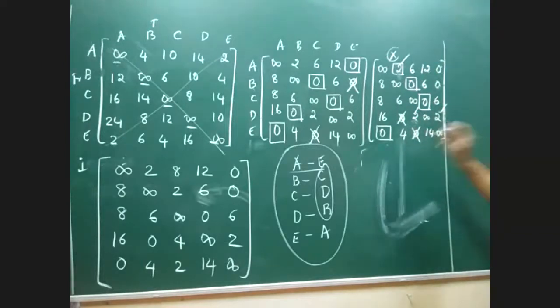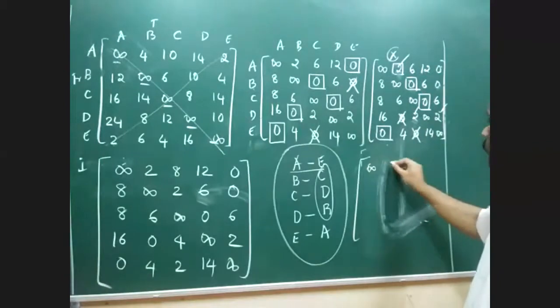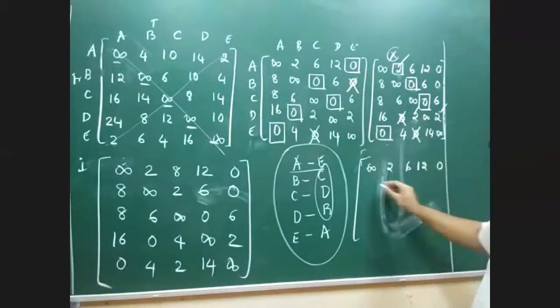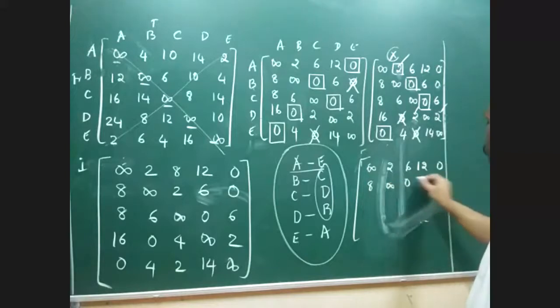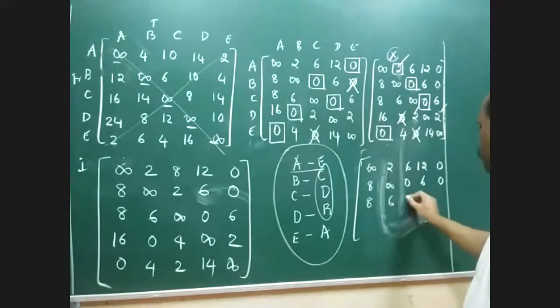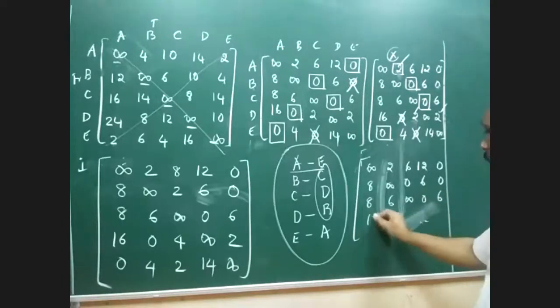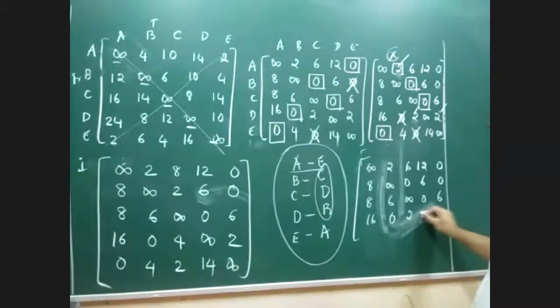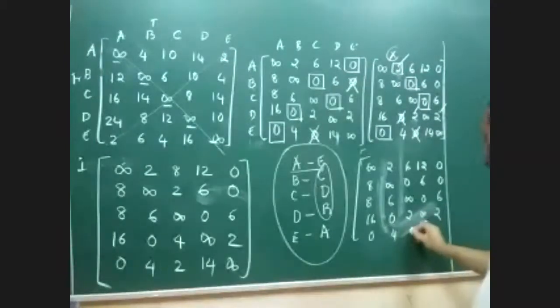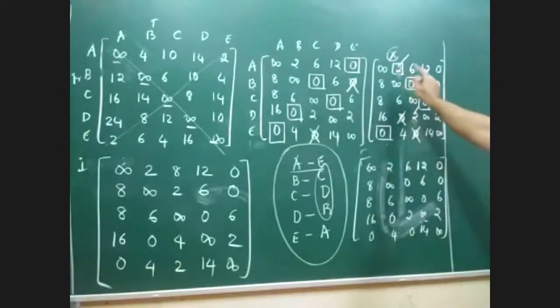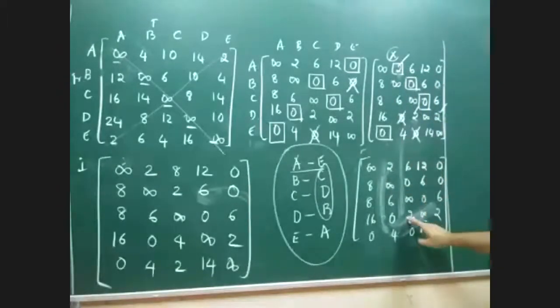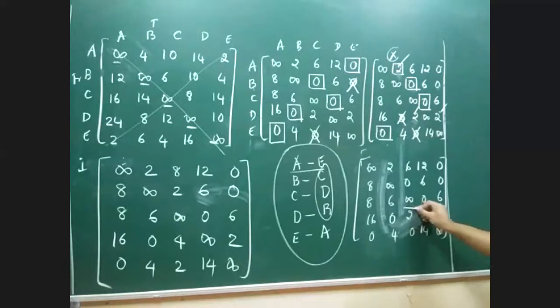Okay, so let me try with the second option. This is infinity 2 6 12 0, 8 infinity 0 6 0, then it is 8 6 infinity 0 6, 16 0 2 infinity 2, and then 0 4 0 14 and infinity. Again I cannot take this one because we have already proved it is not going to give me the answer. Now either I can select this 2 or this 2. Let me start the journey from here. If I am taking this 2, then all the zeros of that particular column have to be blocked. This gets blocked and this is blocked.